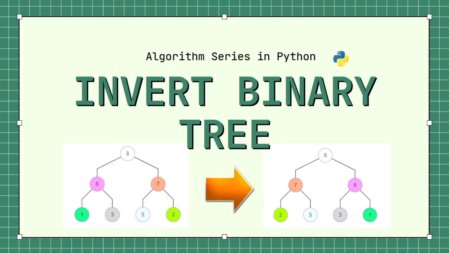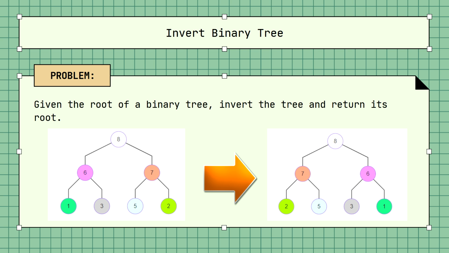Today we are going to solve an easy problem, Invert Binary Tree. The problem states, given the root of a binary tree, invert the tree and return its root. Here is an example. On the left, we have a binary tree as input.